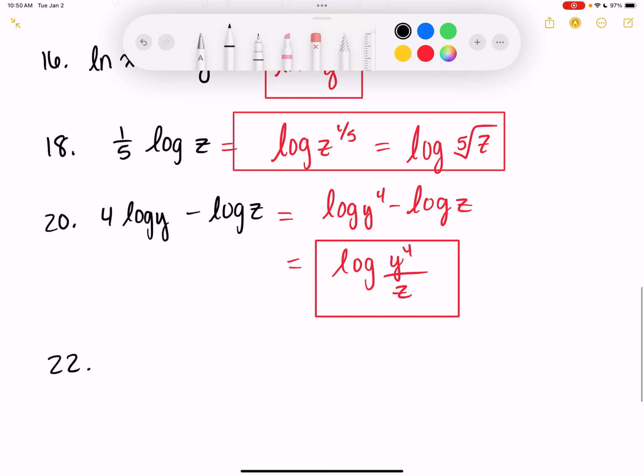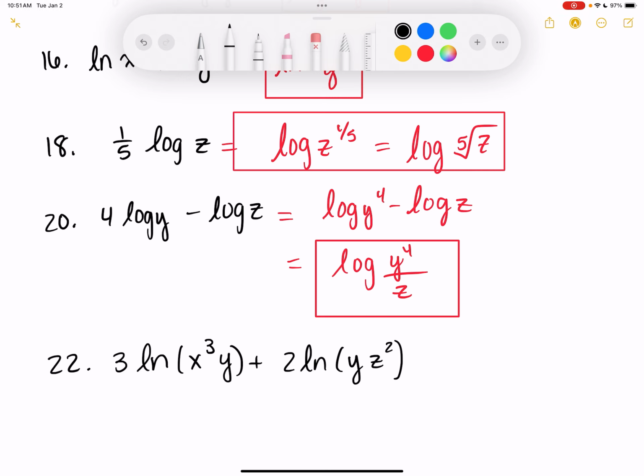22. 3 ln of x cubed y plus 2 ln of yz squared. Now, I'm not 100% sure why they left it like that, because that would not have been expanded all the way. So, if you happen to be like, oh, that's an acceptable way to leave it, no, you would have needed to expand it farther if that was the instructions. You couldn't have just left it like that. But all they want us to do is condense it. So this is a problem because there's a lot happening that I would recommend you do step by step.